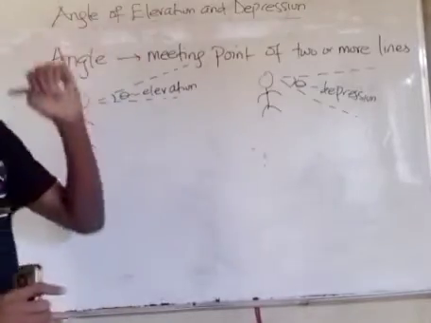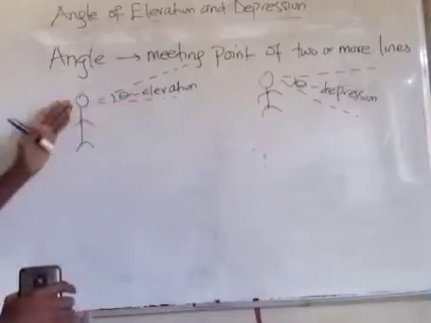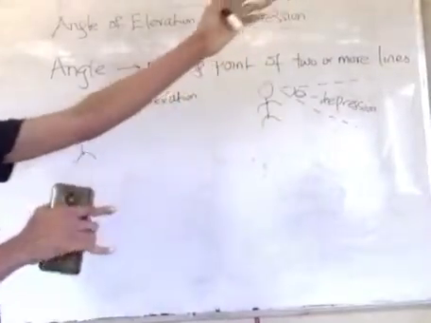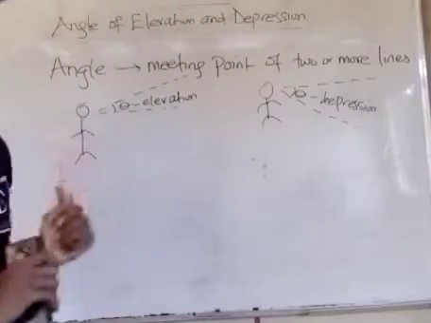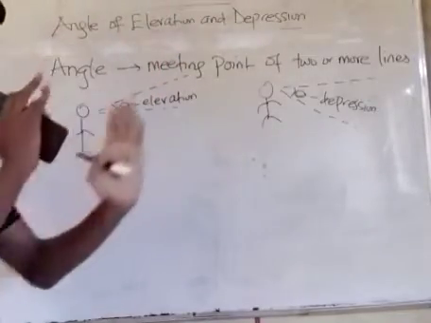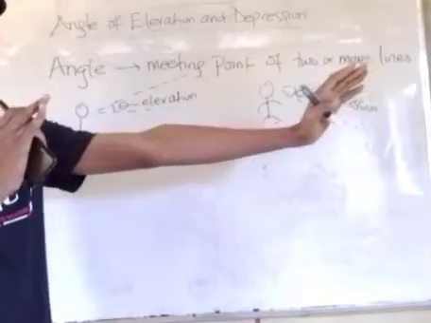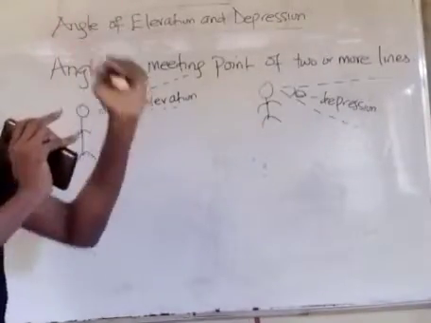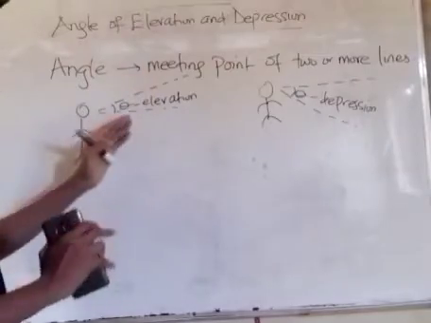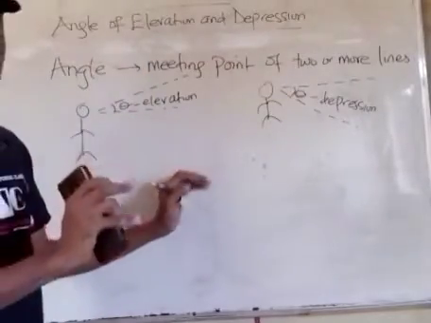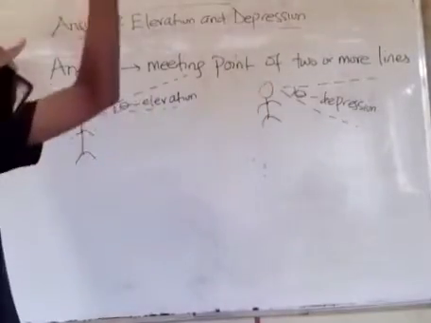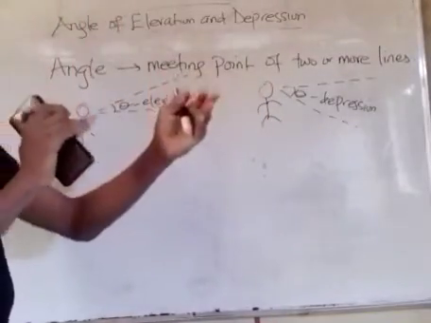To illustrate what angles of elevation and depression mean, we have a diagram here of a man who is supposedly looking at an aeroplane above him. Now, between the person's line of sight and the aeroplane, there is an angle that is formed. We can call that angle the angle of elevation. So the angle between a person's line of sight and anything above him is the angle of elevation.